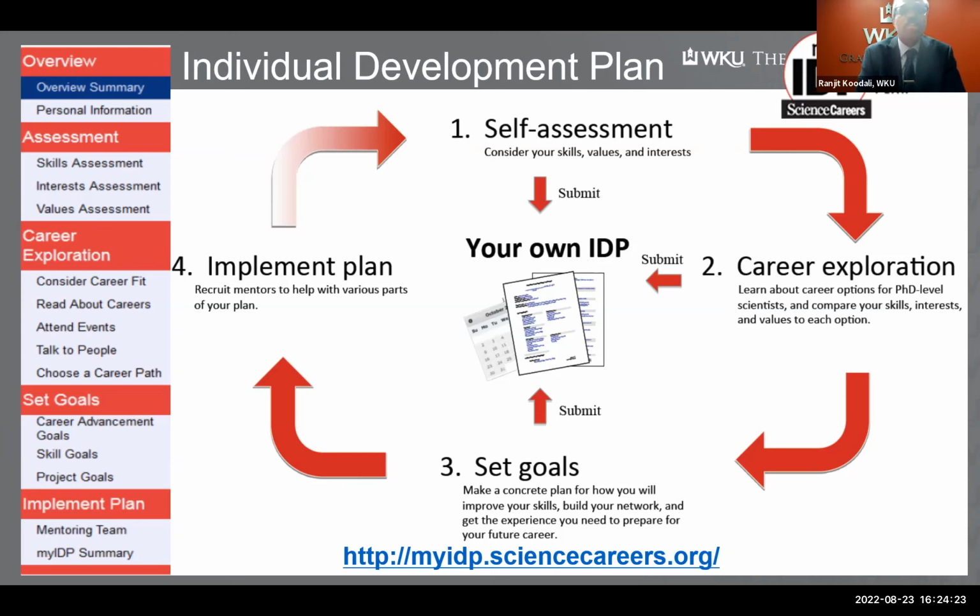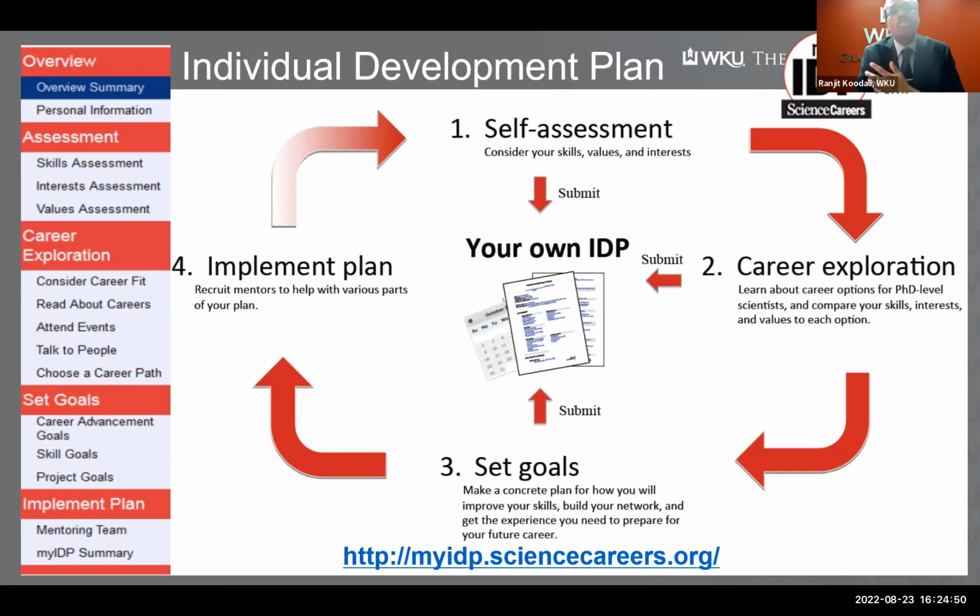So again, just to summarize, you'll do a self-assessment of skills, interests, and values. You'll be led into career options that will help you set goals, and you work with your mentoring team to implement a plan. And then you go back, and if some of your career plans have changed, you can go back and complete the self-assessment. So it is an iterative and continuous process.